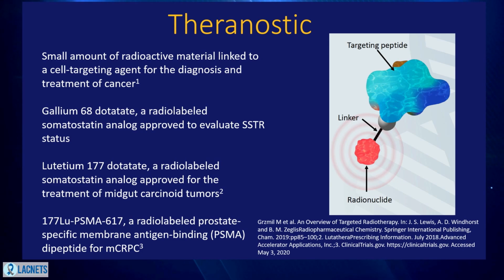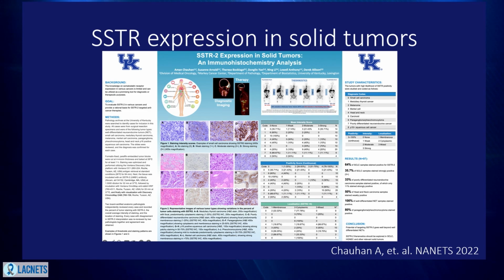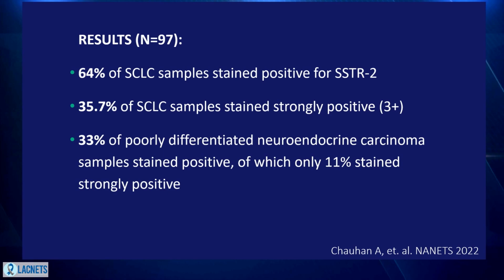But what if we had a marker for high-grade neuroendocrine cancer of the lung? And we do. So we now know that about 30% to 40% of small cell lung cancer patients can express somatostatin receptors. And we often use Lutathera, or lutetium-177 dotatate, which is a radiopharmaceutical drug that targets somatostatin receptor positive tumors. Why don't we use something like that for small cell lung cancer?